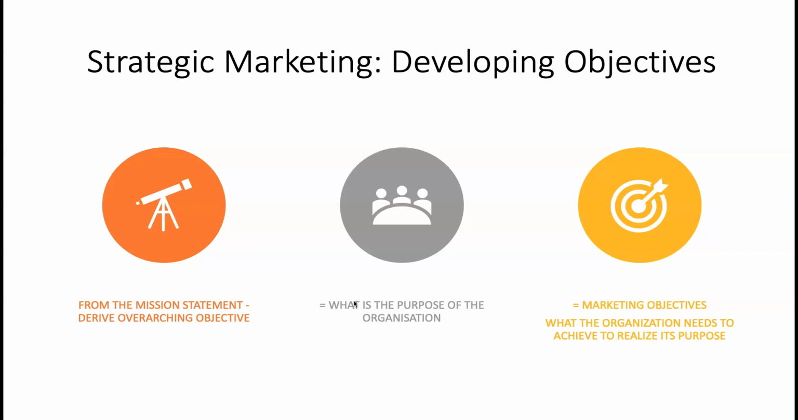And then to break that down further into distinct marketing objectives, you need to think about, okay, what does this organization need to achieve in order to get to that overarching objective? What are the different things we need to do in order to be the thing that we say we're going to be and serve people in the way that we say we're going to serve them?